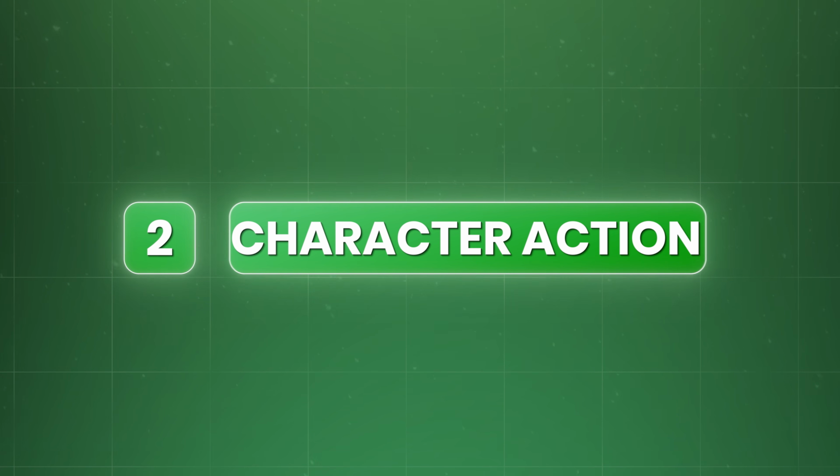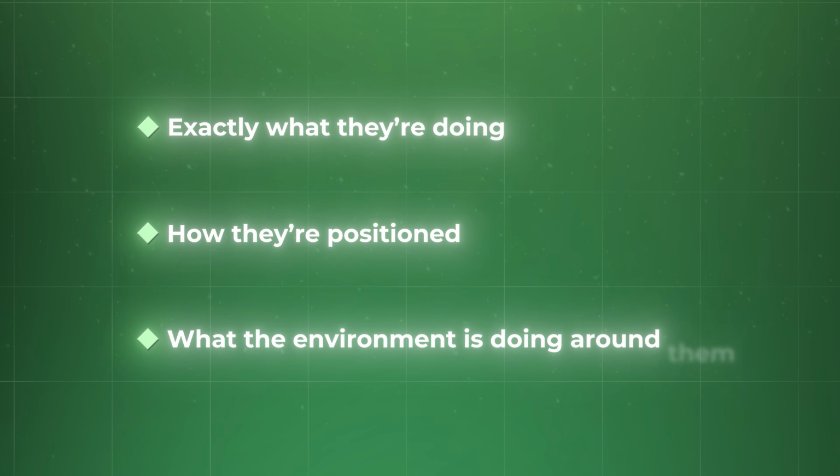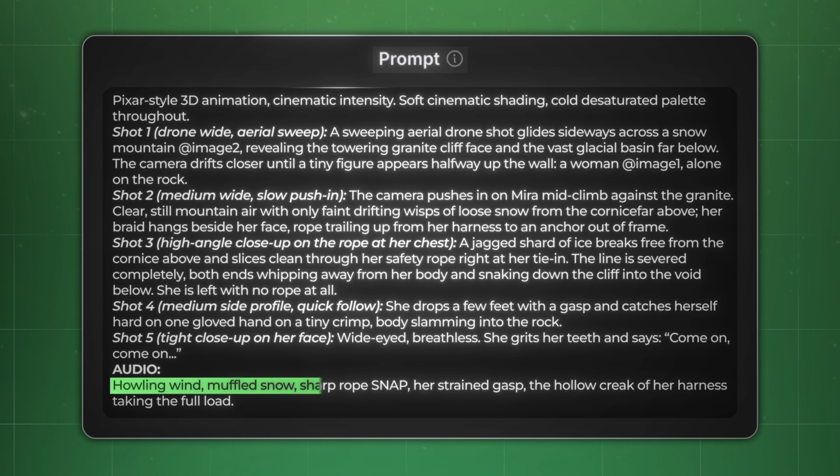The second is the character action. Exactly what they're doing, how they're positioned, and what the environment is doing around them. And the third, which most people skip completely, is the audio. Because Seedance generates sound directly from the prompt, and it only really nails it when you describe the audio with the same level of detail as the visuals. So instead of just writing wind sounds, you'd write something like howling wind, muffled snow, a sharp rope snap, and her strained gasp. That gives the AI real sound to work with, not just generic noise.